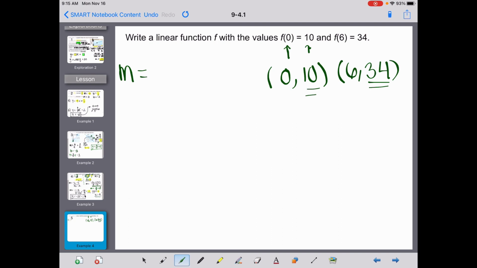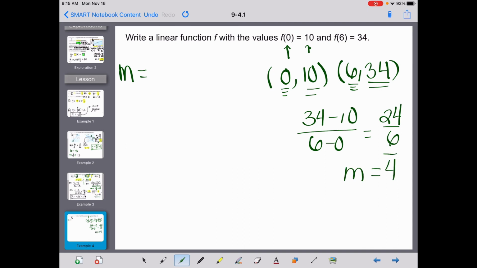Step 1, find your slope. y2 minus y1 over x2 minus x1. That's equal to 24 over 6, which is equal to 4. I would box up your slope when you find it.